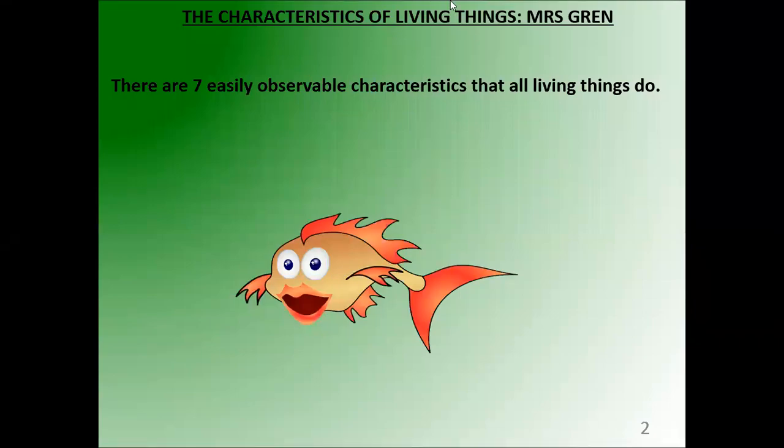Hello, students. Today we'll be talking about the characteristics of living things, and we will be using seven observable characteristics to know if something is living or not living. So, this is a living organism. We think so, but we have to know if it's actually living or not. And how do we know this?